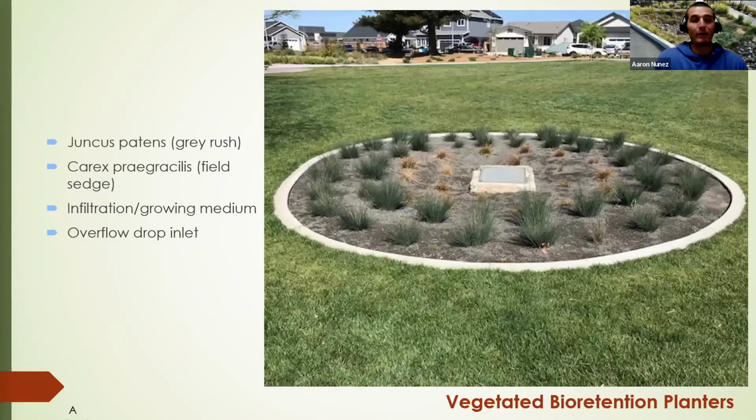And you'll see here is a bioretention planter at the inlet inside of the park itself. You'll see juncus planted on the outside, and then field sedge, carex, planted in the inside, and hopefully that'll spread over time.